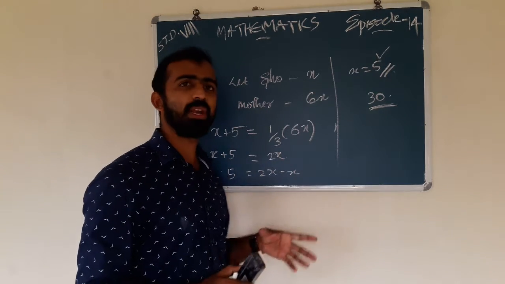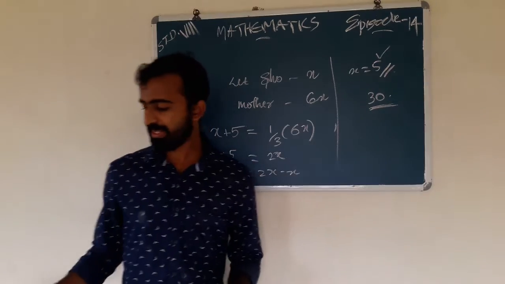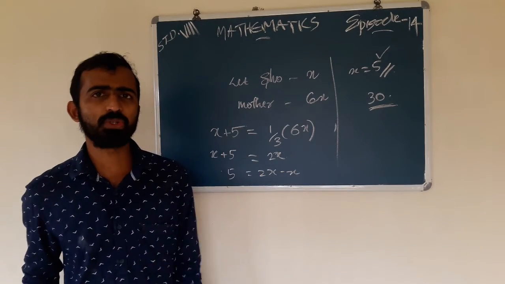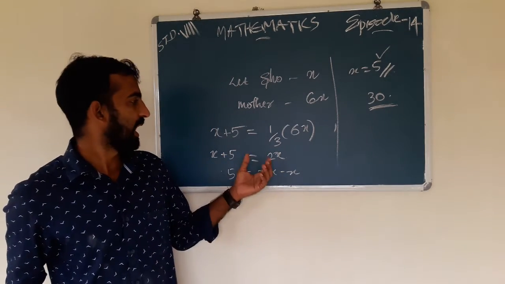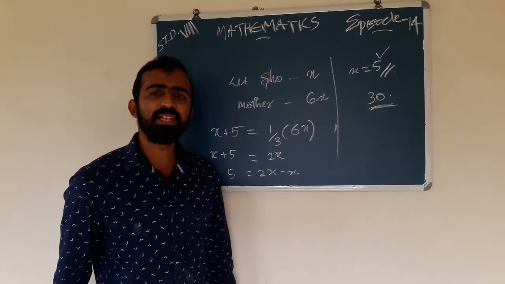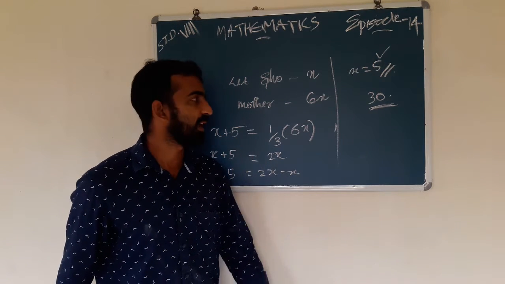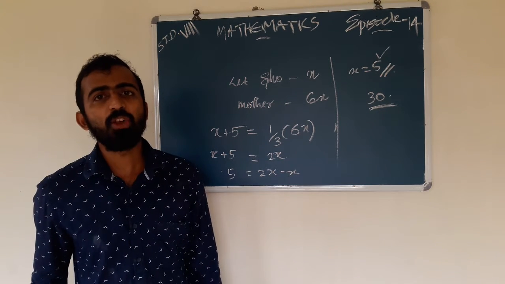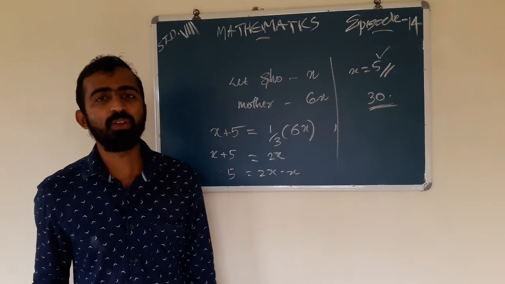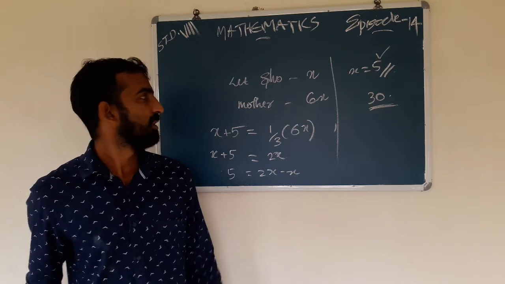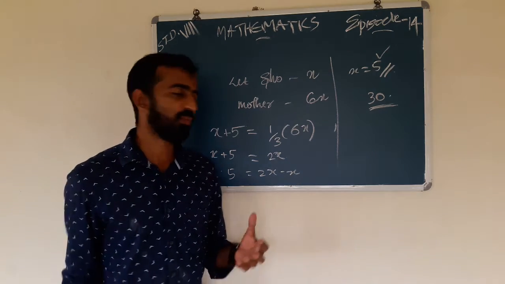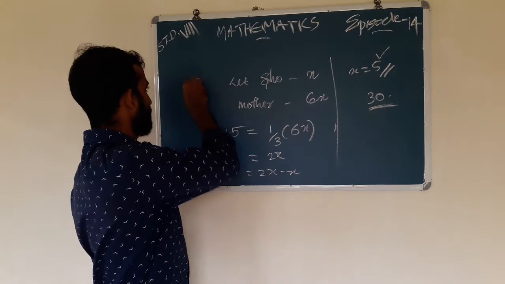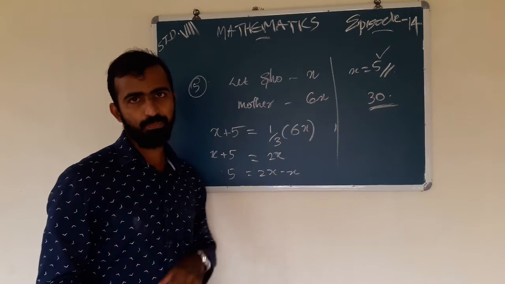After 5 years we can take Shobu's age. After 5 years Shobu's age is 10. That is, 1 by 3 of 30 is 10. So this is the solution for question number 5.